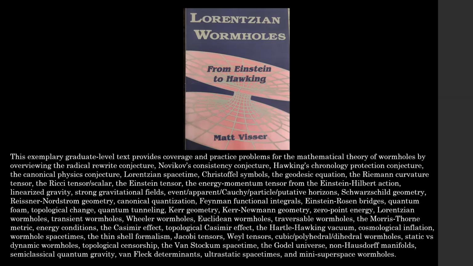This one goes into the comparison of linearized gravity versus strong gravitational fields. It goes into the different types of horizons that exist before hitting Schwarzschild, Reissner-Nordstrom, and Kerr-Newman geometry. It goes into Wheeler wormholes, traversable wormholes, and Morris-Thorne metrics, the Casimir effect, and all the quantum effects that get involved in traversable wormholes. It goes into wormhole spacetimes, Jacobi tensors, Weyl tensors, these cubic and polyhedral and dihedral wormholes, and it keeps going. I mean, from non-Hausdorff manifolds, and then finally ends with minisuperspace wormholes.